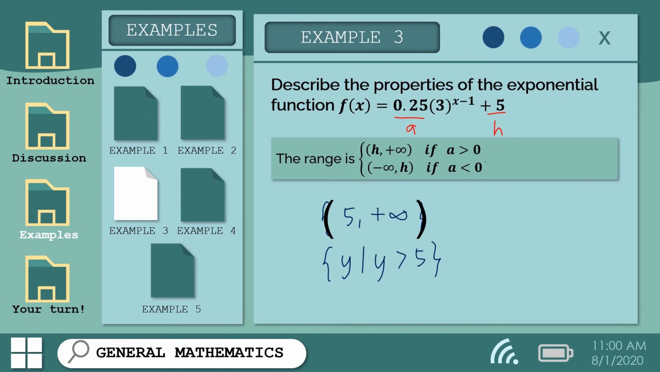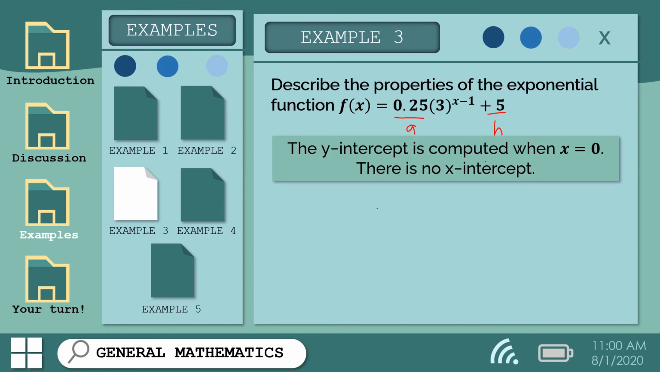Next, our y-intercept. It can be computed when x is equal to 0. And, of course, we have no x-intercept. So, automatically, there is no x-intercept for an exponential function, whatever the form. But the y-intercept, we can compute by evaluating our function at x is equal to 0.